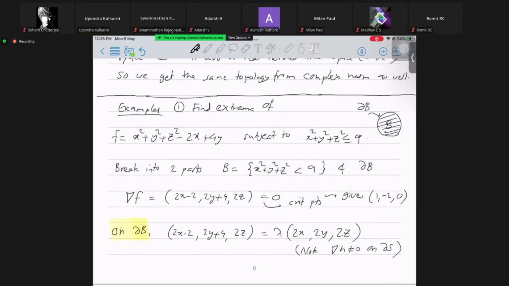By the way, I did not really classify this critical point, whether it's a local maximum or a local minimum, using the Hessian, etc. Do I need to do this here?